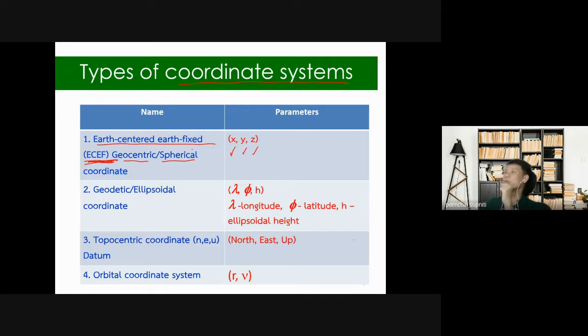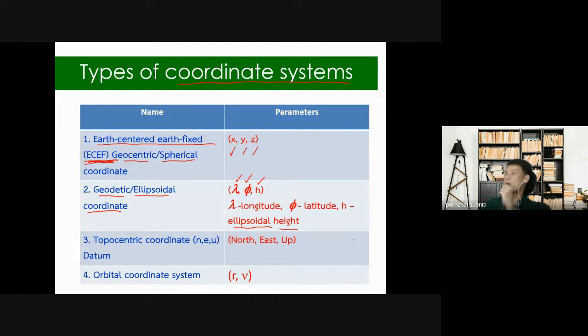The next coordinate system we'll look at is called geodetic, or ellipsoidal, coordinates. For this coordinate system, we look at longitude, latitude, and height, where this height is the ellipsoidal height, meaning the ideal height, where we assume that the Earth is an ellipsoid. But in real life, it's not, so you have to give an offset.